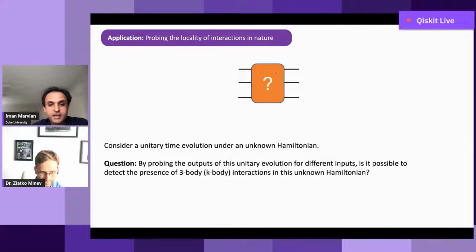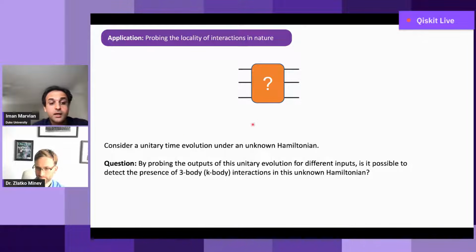So suppose I have an unknown unitary transformation that corresponds to an interaction between some subsystems. And so now the question is, by probing the behavior of this unitary transformation for different inputs, and by looking at its output, can I determine whether this unitary transformation, this process, contains any three-body interactions in it or not? Is there any three-body interaction going on in this black box or not?